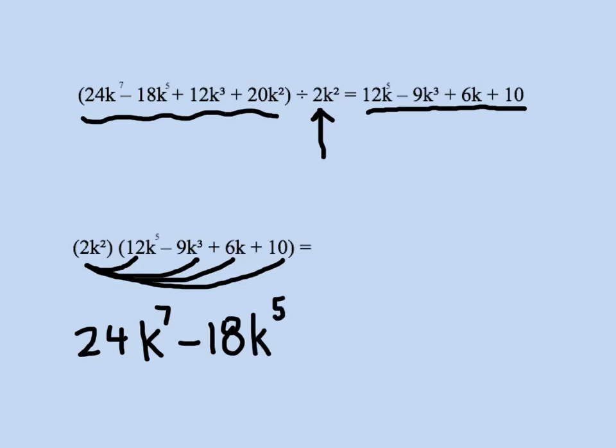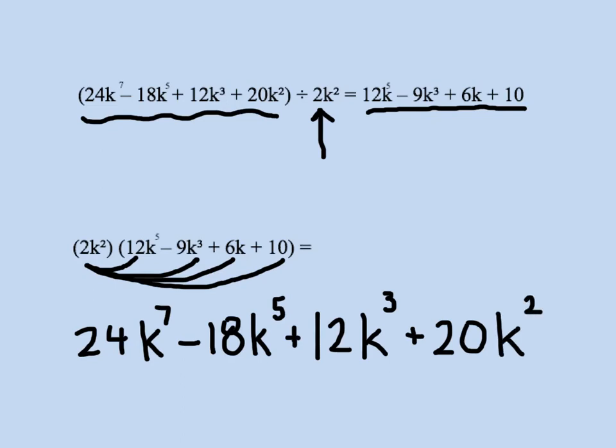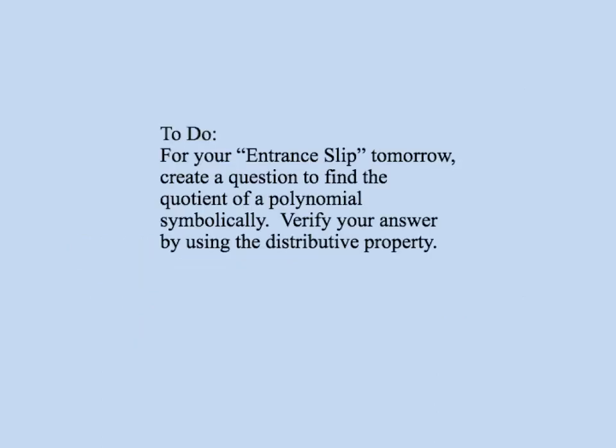2 times 6, that's 12. K squared times k, k cubed. 2 times 10 is 20. There's no literal coefficient with our 10, so we just simply have 20k squared. And we did end up with our dividend, and so we know that our solution in our example was correct.